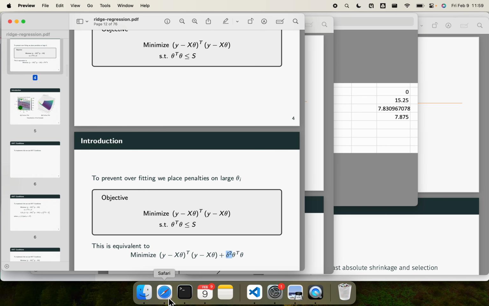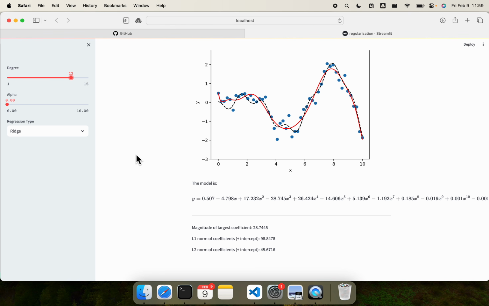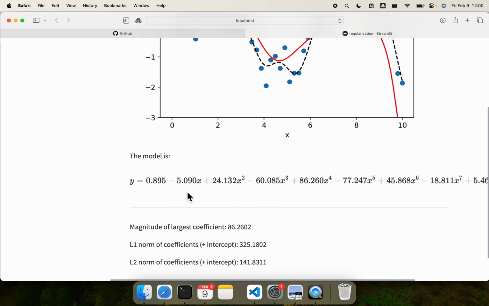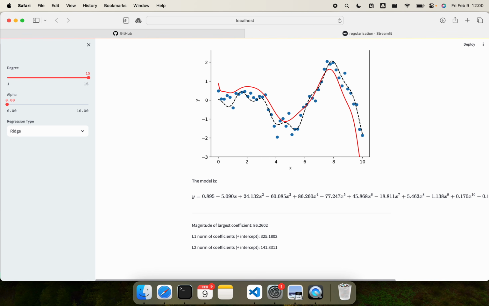So we can go back to our notebook and see what will happen. This alpha, mu, all of them are the same terms. This alpha is the penalty coefficient. Now if I increase alpha, observe what will happen. First let me make it overfit to a large extent, and then alpha goes from 0.0 to 0.01. What happens?